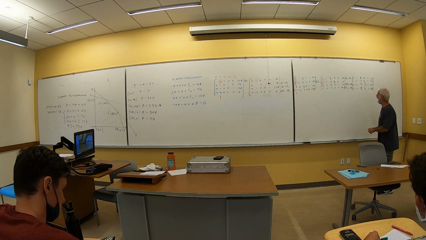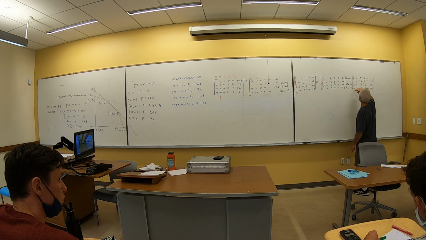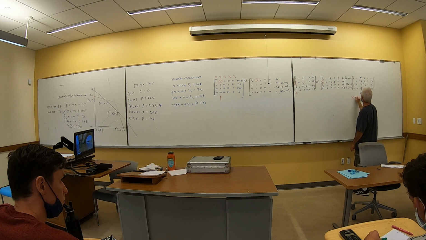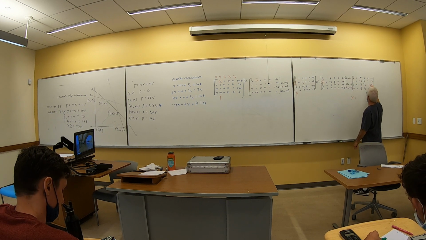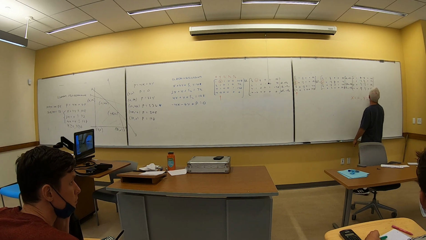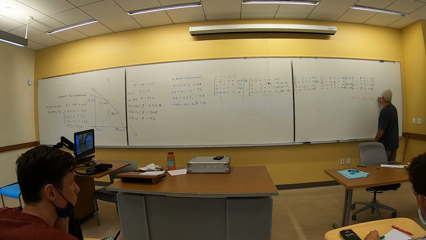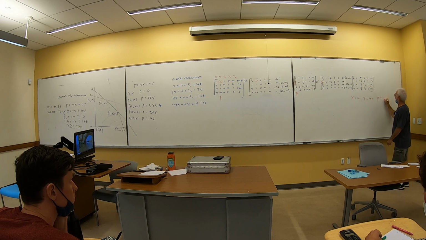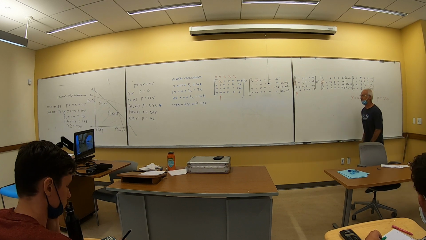How do I read my answer? The first column was x, so x equals what? 12. The second column was y equals 48, and my profit, 336.